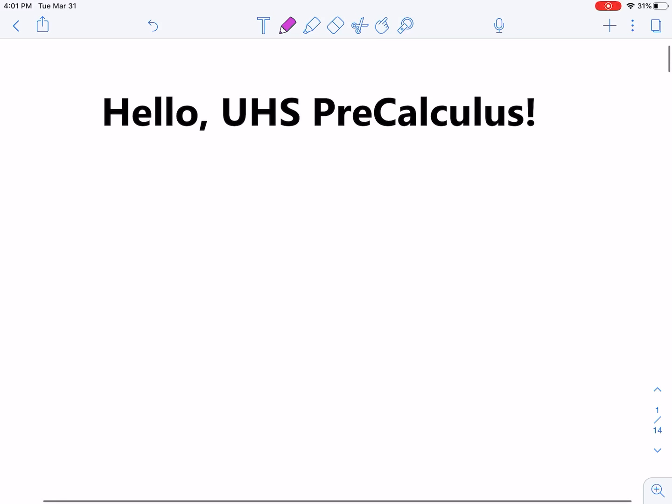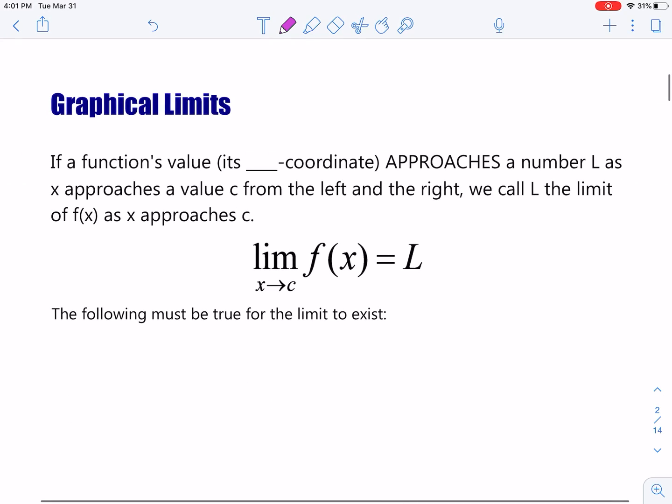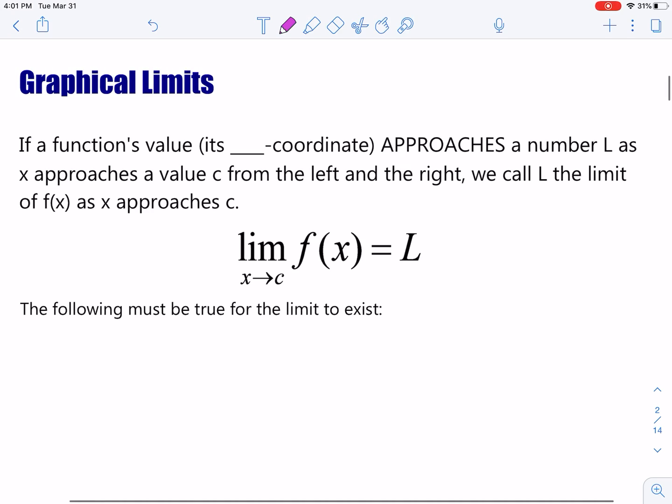We are going to be diving into limits today. I'm going to do my best to direct you as to what I would like for you to write down in your notes and what you can just listen to. So for now, let's just read this slide together.